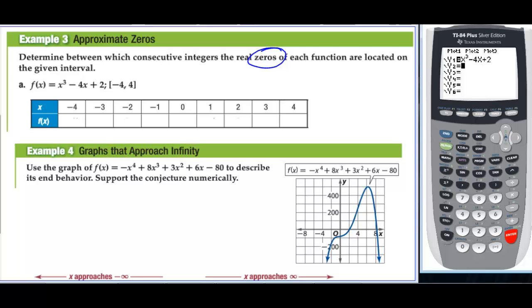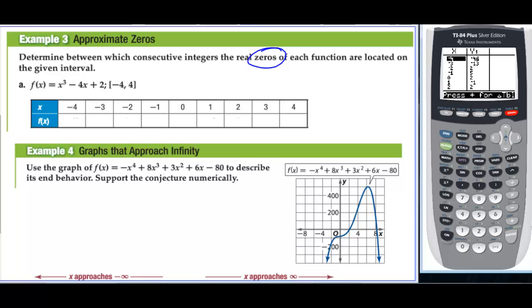Notice that the intervals between the x values are all 1s. So now I can go up to table set, the second button. I can start at -4 and go by 1s. That's what that means. And just do it automatically, because if you're just going by 1s, I don't need to plug in all these values. I can have the calculator do it. So then we go to table.